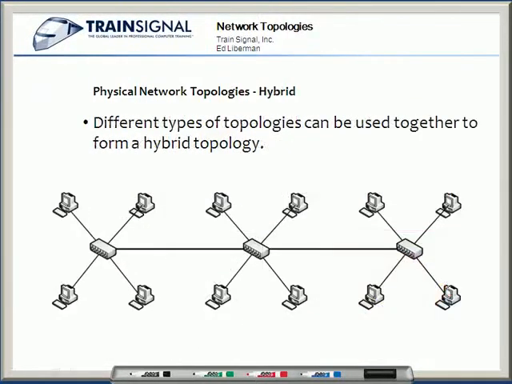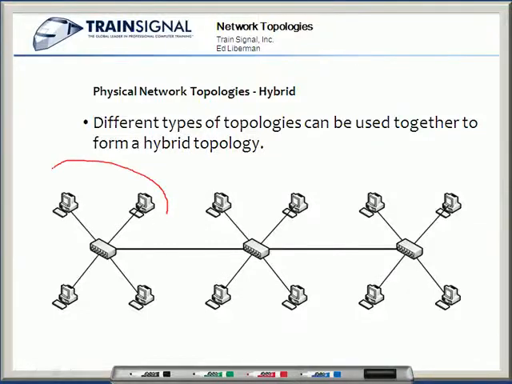Alright, so those are the 4 main physical network topologies. Once you are familiar with those, the next thing you need to understand is that you can have different types of topologies working together to form a hybrid topology. The example I have here would be something called the star bus.